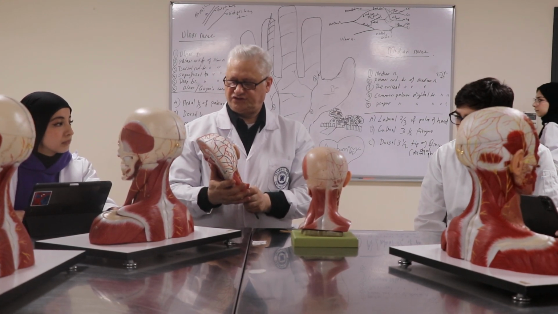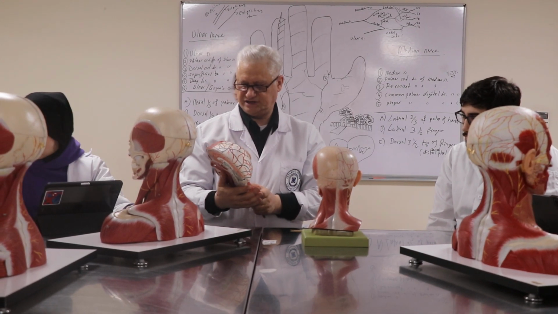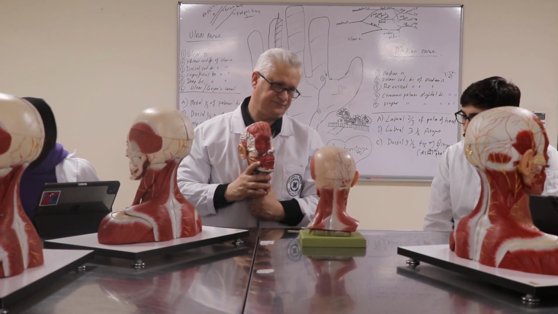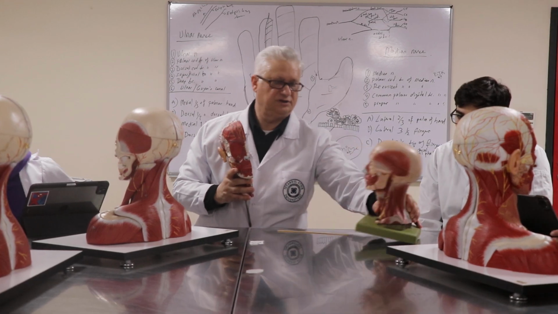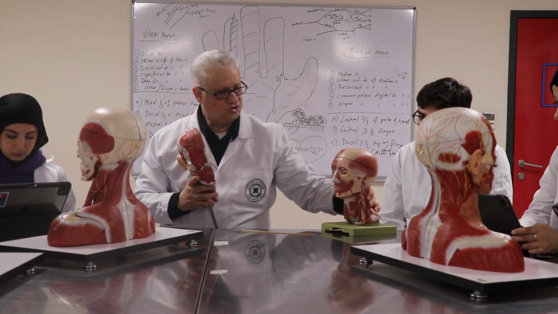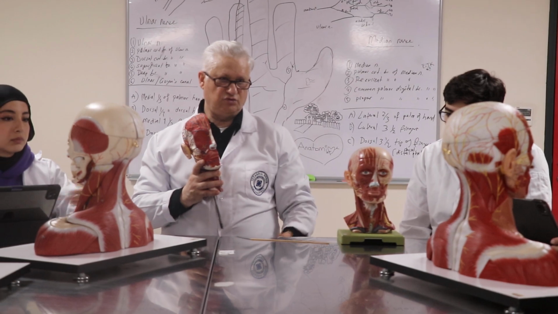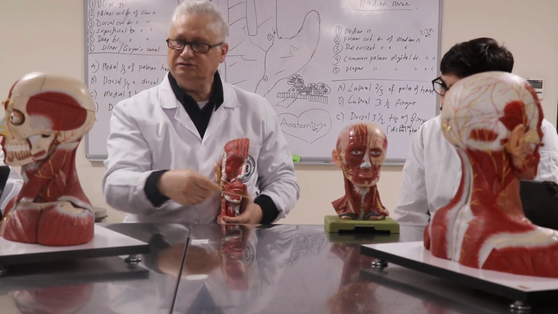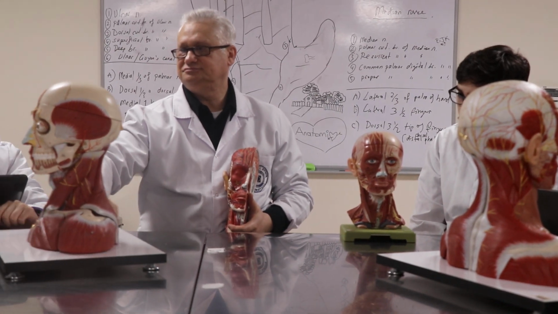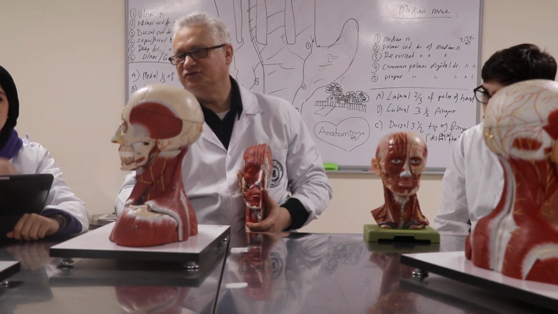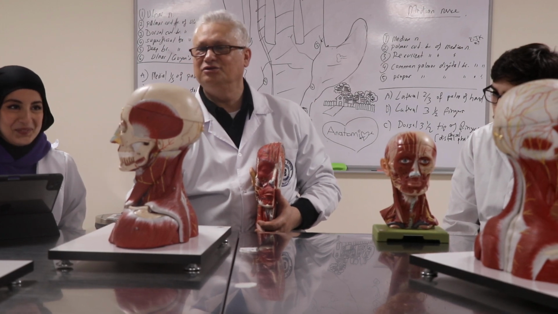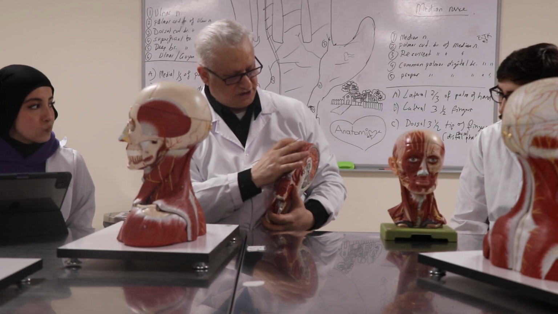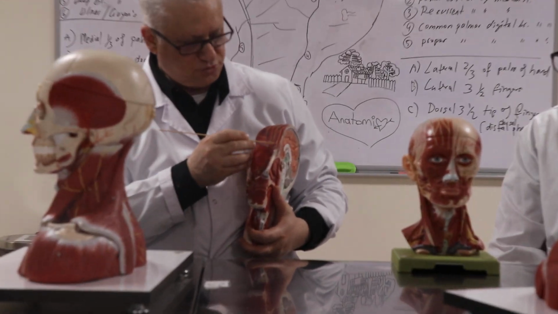And the first thing that we're going to look at is the superficial nerves. If you look at the model, you can look. So the first thing, which nerves do we have here? We have the supratrochlear, supraorbital.